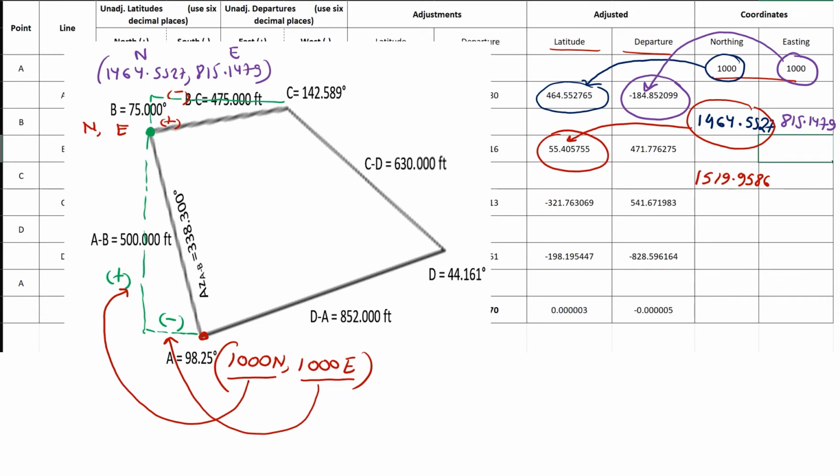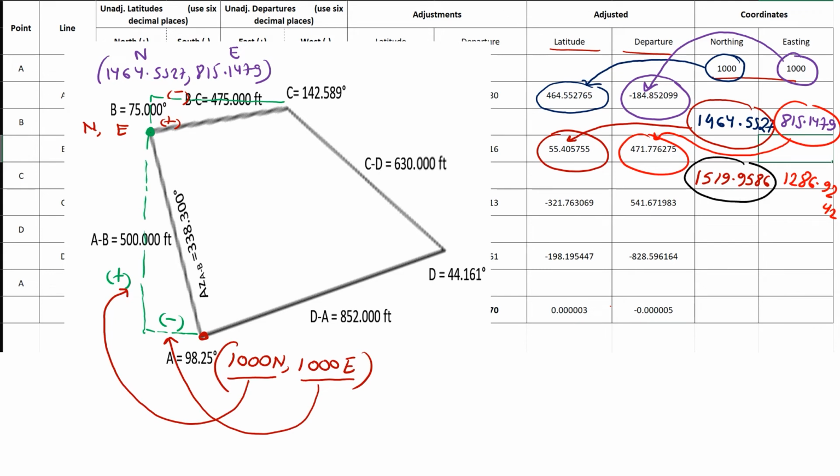Okay, so for the easting, take this and add to the departure. That will give you 815.1479 plus 471.776275, which is 1286.9242.